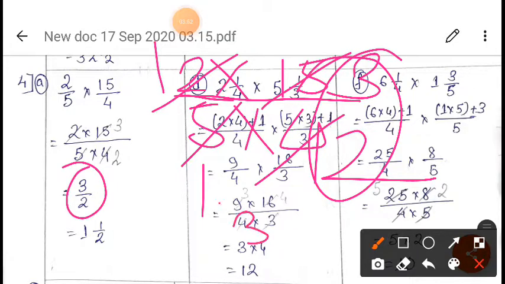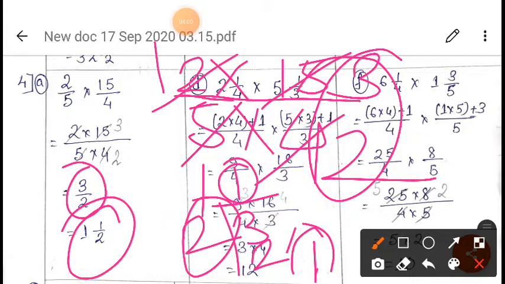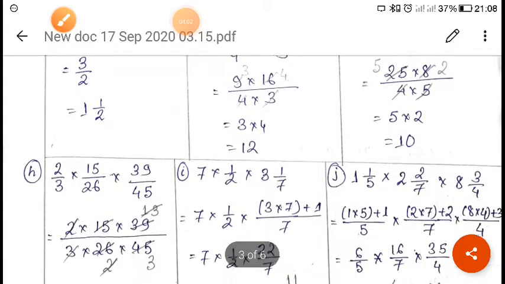When you divide 3 by 2, we get 1, 2 ones are 2, and we get 1 as remainder. So we can write 1, 1 by 2, as you can see, right? And the rest are all the same, as you can see.